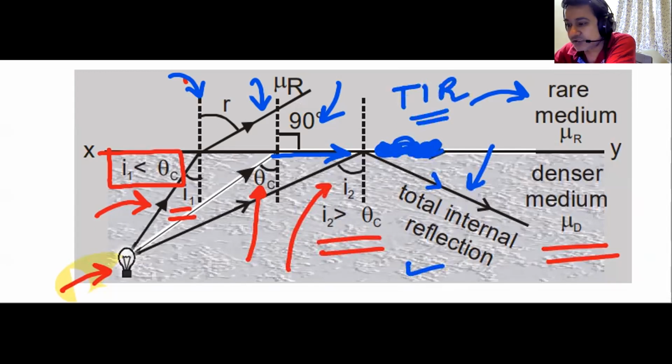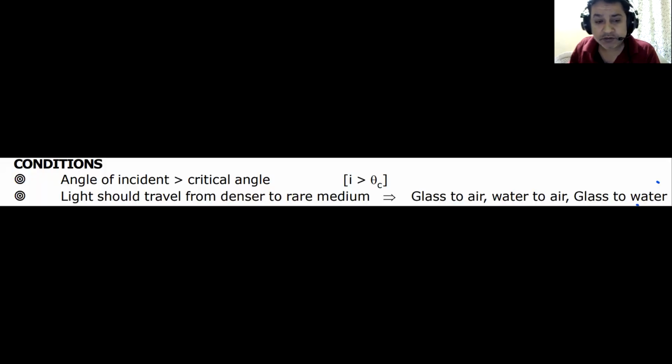TIR, total internal reflection. Do we understand this? Yes, sir. You will have 1 minute to note this down, draw this diagram, all the three cases. I'll be back in a minute. I hope you have noted it down. Then we shall move on to the conditions for total internal reflection.